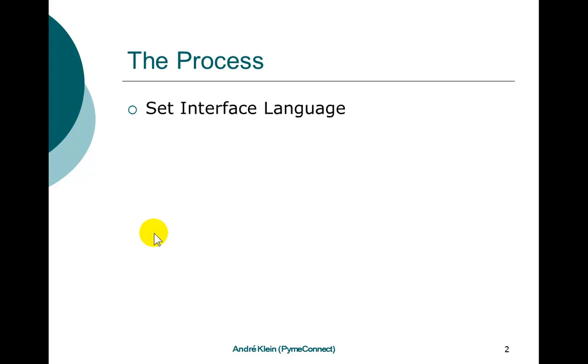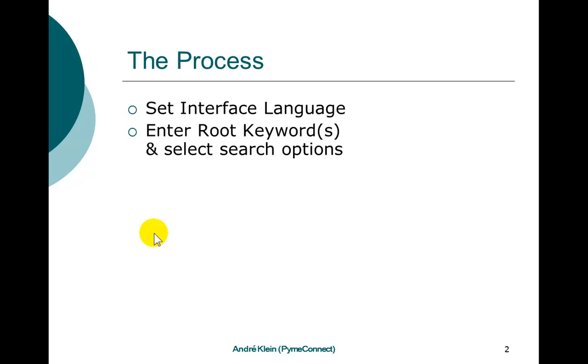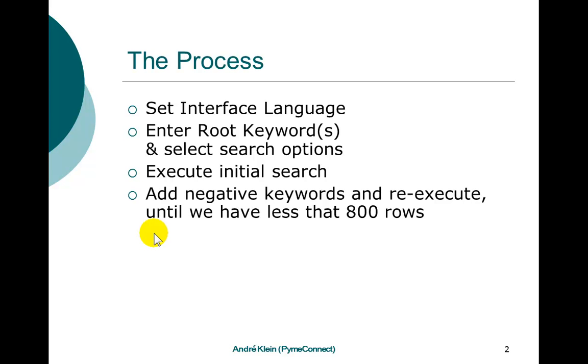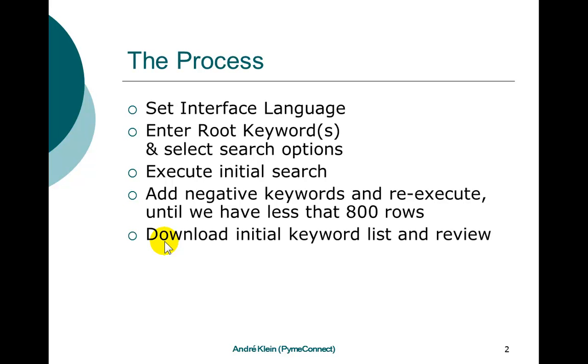Basically, to make sure we see the same interface language, I show you how to change the interface language. Then we enter the root keywords and select the search options. We execute our initial search, and based on the initial search we browse through quickly and see if we can add any negative keywords and re-execute until we have less than 800 rows, which is the maximum that Google returns.